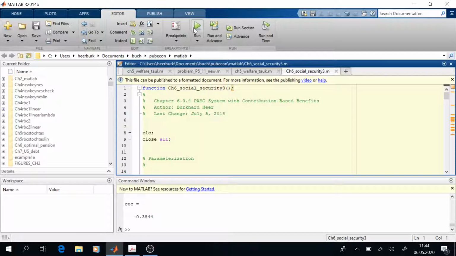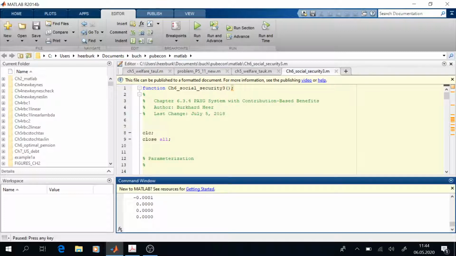So let's first run this computer code. Always run the computer code first to find out if it works. And you are asked to press a key here. So this is the solution with Social Security. So here you, for example, have the capital stock 0.0068. These are the 7 endogenous variables of your nonlinear equation system that characterizes the steady state.